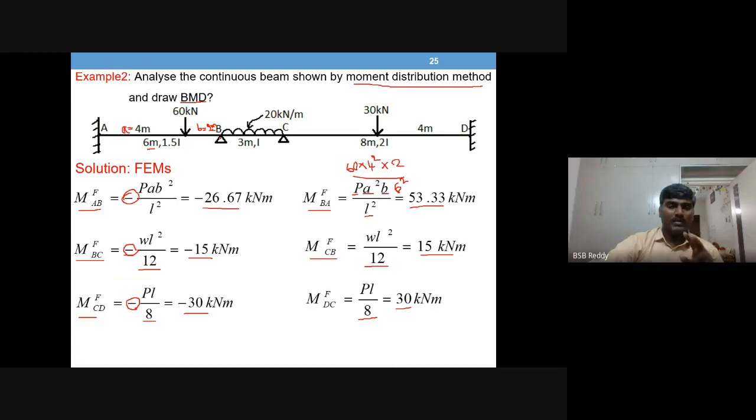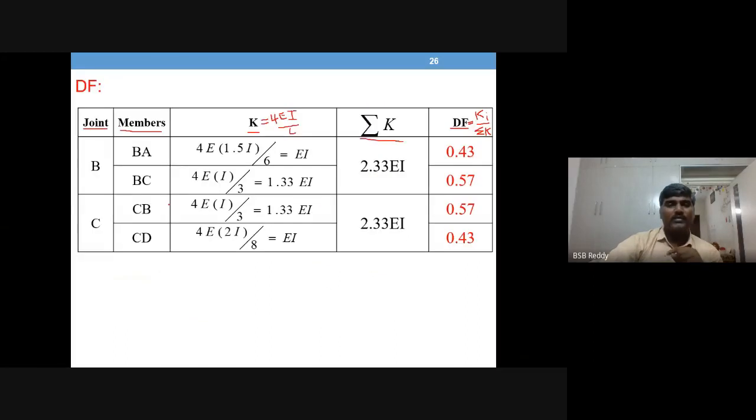So joint B has got two members: BA and BC. Similarly, joint C has two members: CB and CD. So write the joint name first, then the member names. BA is a member, BC is a member. Similarly, joint name C, member names CB, CD.